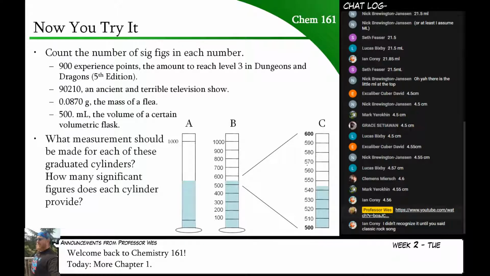But anyway, assume that these numbers are all measurements. And what I want you to do is tell me the number of sig figs in each number as shown. And then on the bottom, tell me what the correct measurement is for each graduated cylinder, with the assumption that the bottom of these two cylinders is 0, and that this line is here for some reason that I don't know. It doesn't mean anything. I'm going to give you about 3 or 4 minutes to do this, and then we'll go over the answers together. See you in a bit. When you have your answers, by the way, type them in the chat.